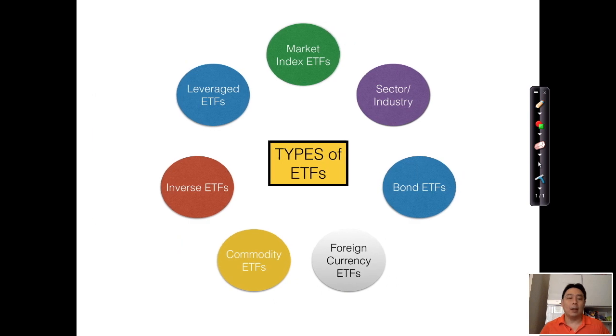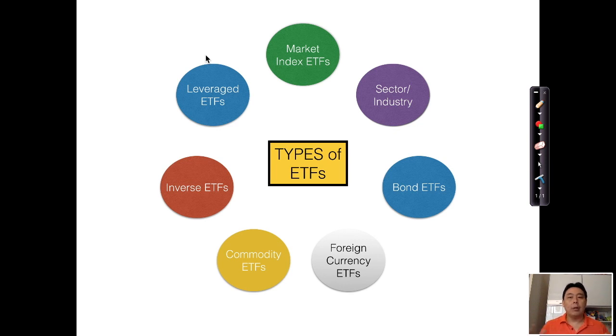In the previous video, we talked about the different types of ETFs available. You've got ETFs you can buy that track stock indices, for example, the entire stock market index, like the S&P 500, the Dow Jones. You've got sector or industry ETFs that track a specific sector or industry equity index. You have bond ETFs, foreign currency ETFs, commodity ETFs, and exotic ETFs like inverse and leveraged ETFs. So the question would be, which ETFs do I buy?